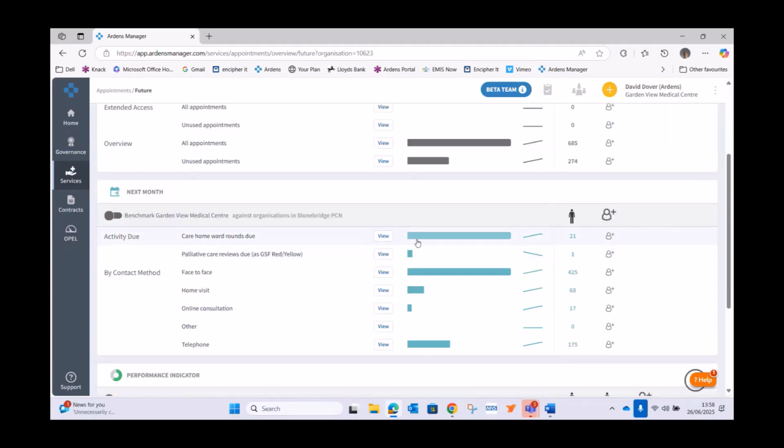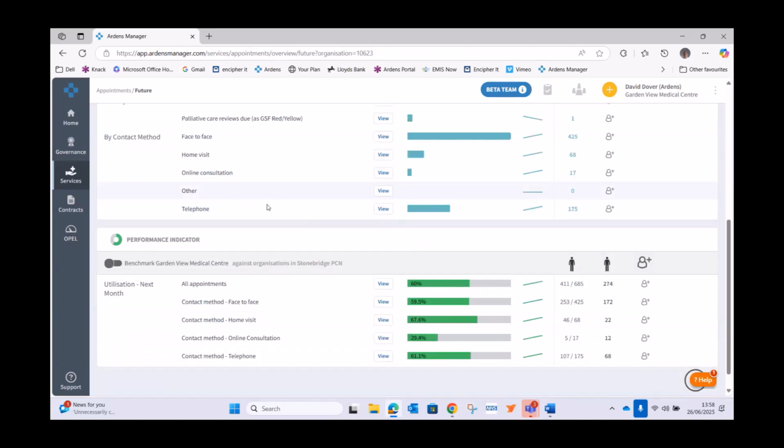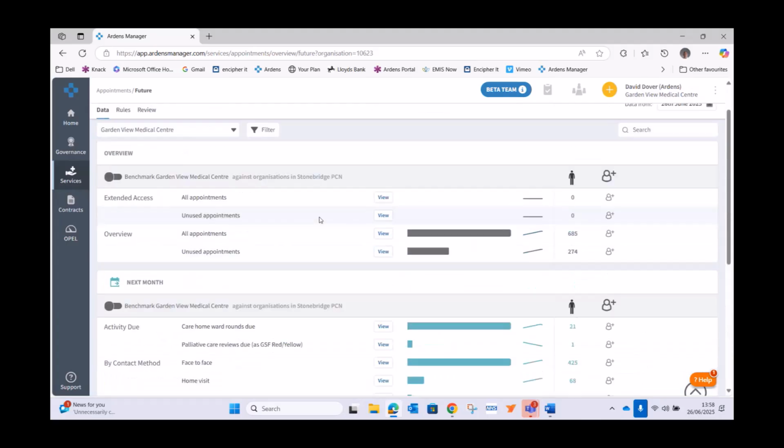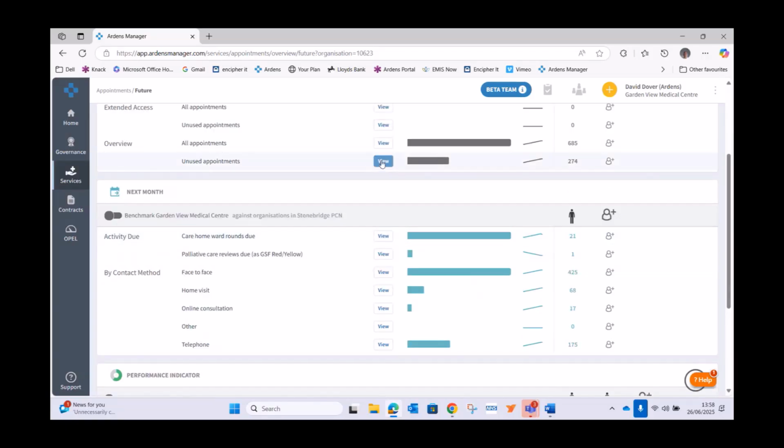All of your activity that's due next month. So again, important to highlight those palliative care reviews for your reds and yellow patients as well, and so on. All of your contact methods. So again, just breaking it down as simply as I possibly can into this is how your appointment book looks for the coming month. And you may break that down further into, are there different things we can do as practices to alleviate the fact that we've still got unused appointments, yet we've still got patients crying out for appointments on the day? How do we cope with that?